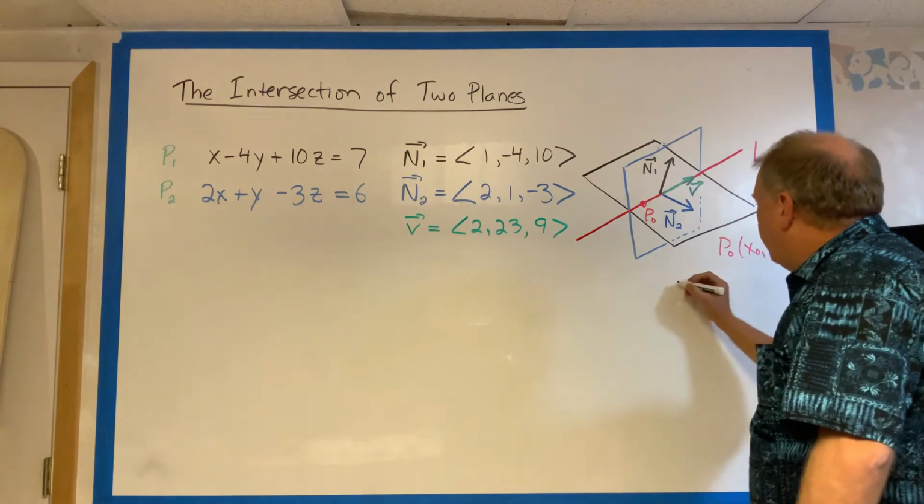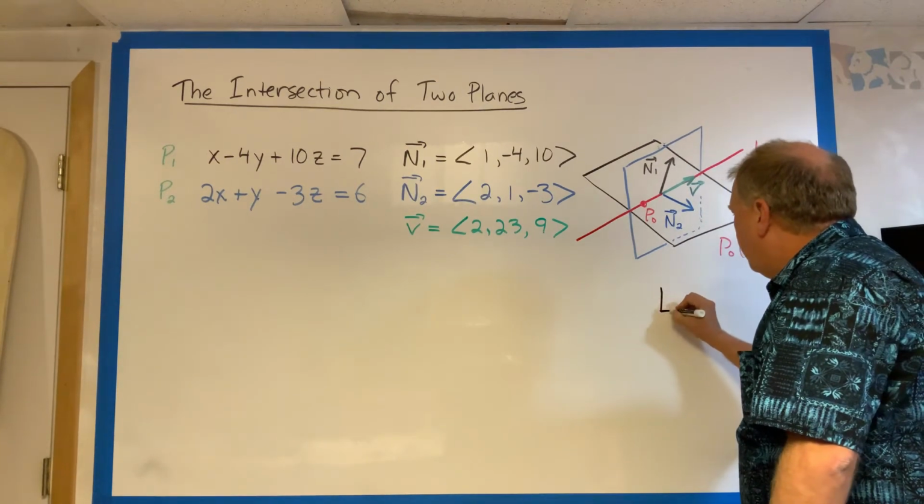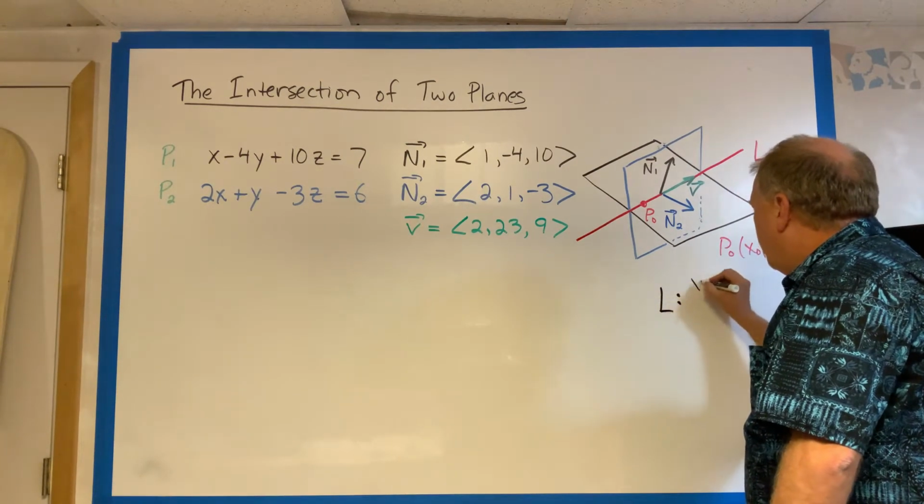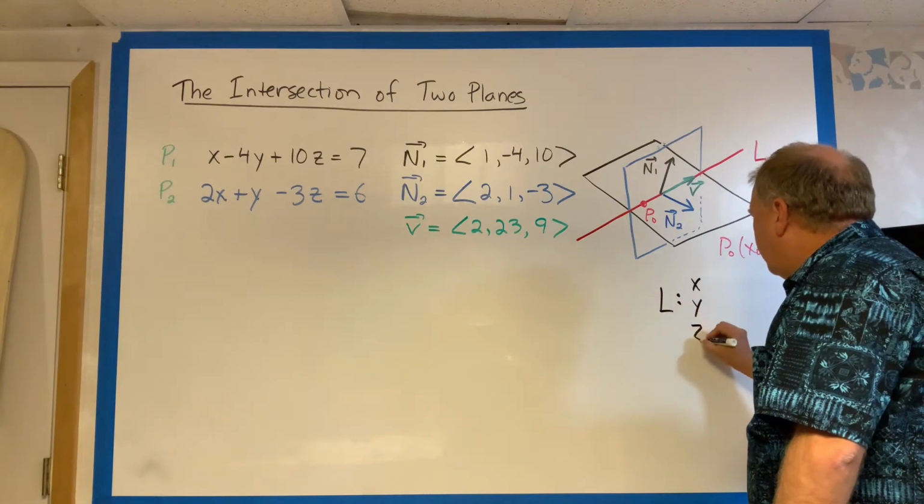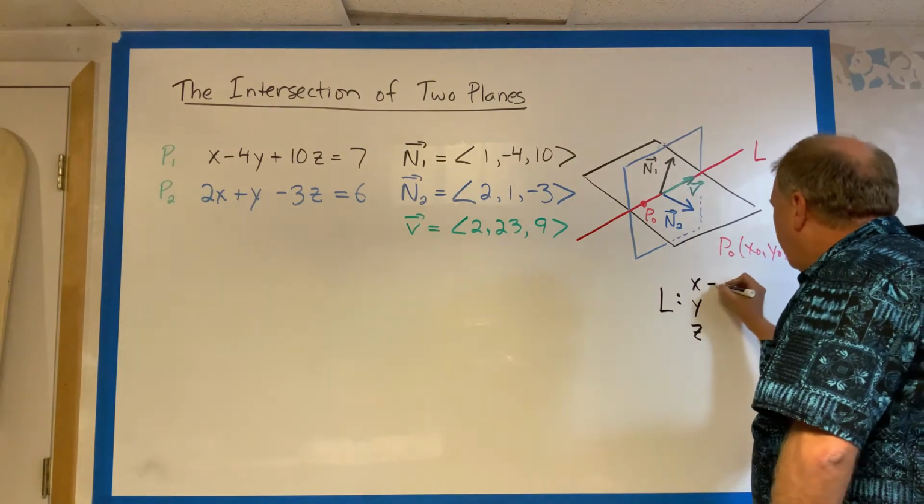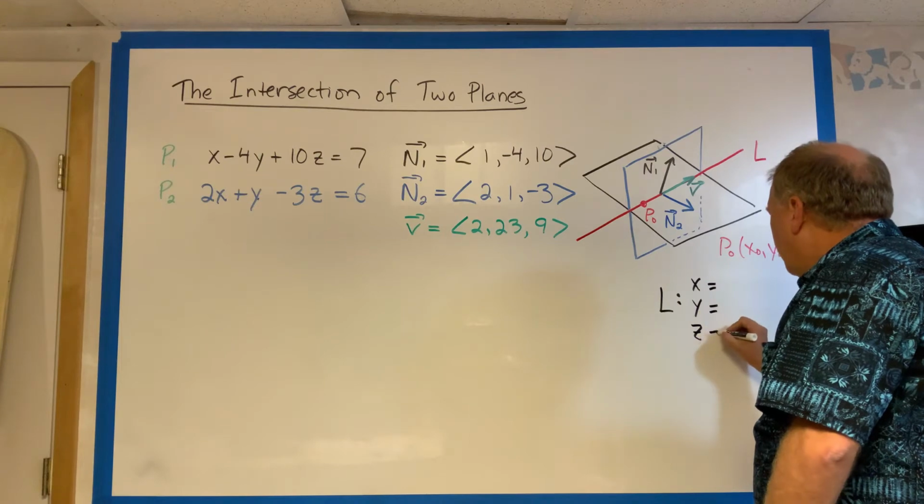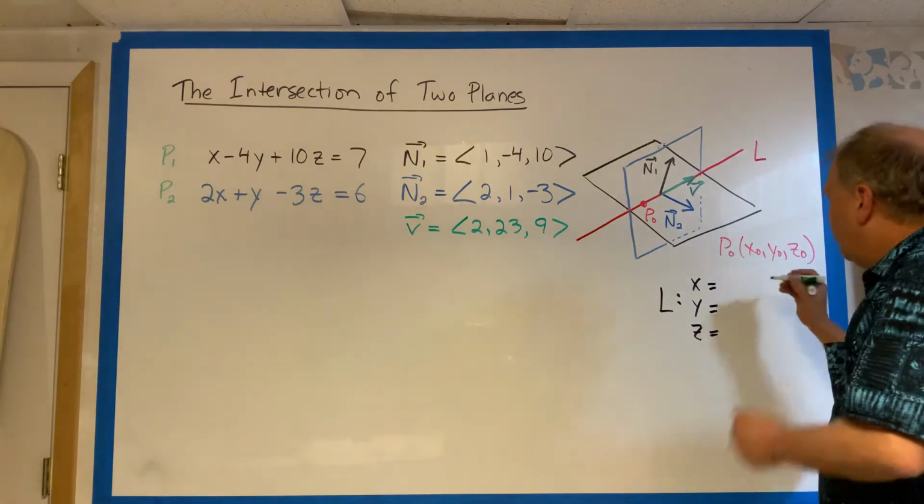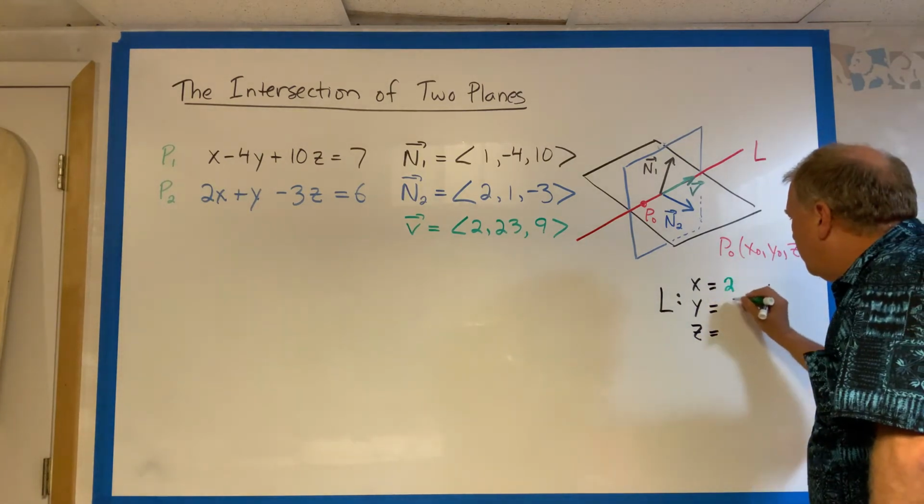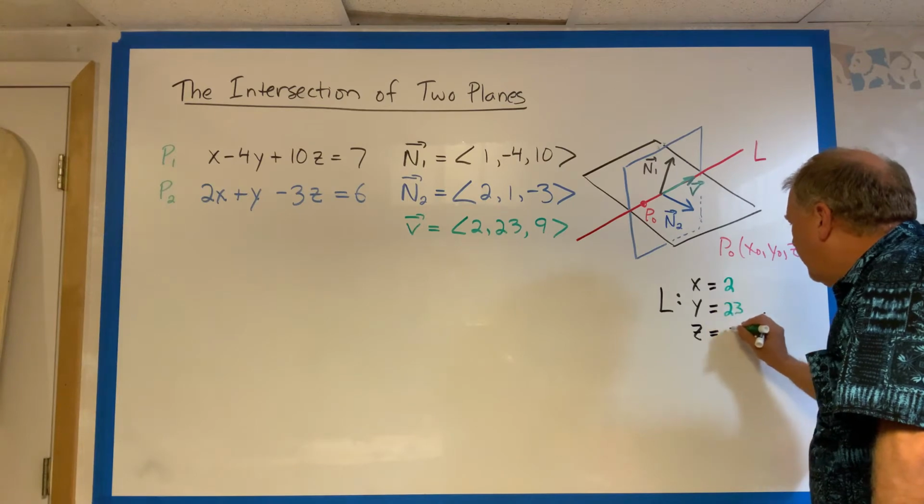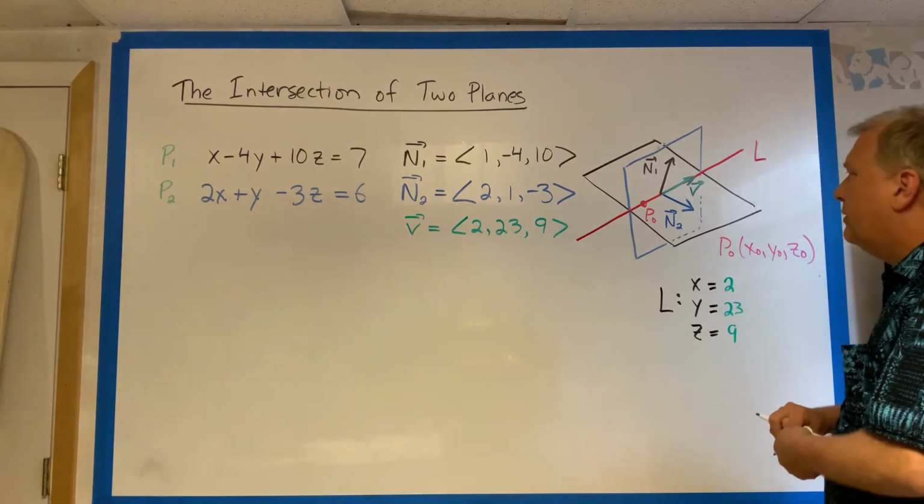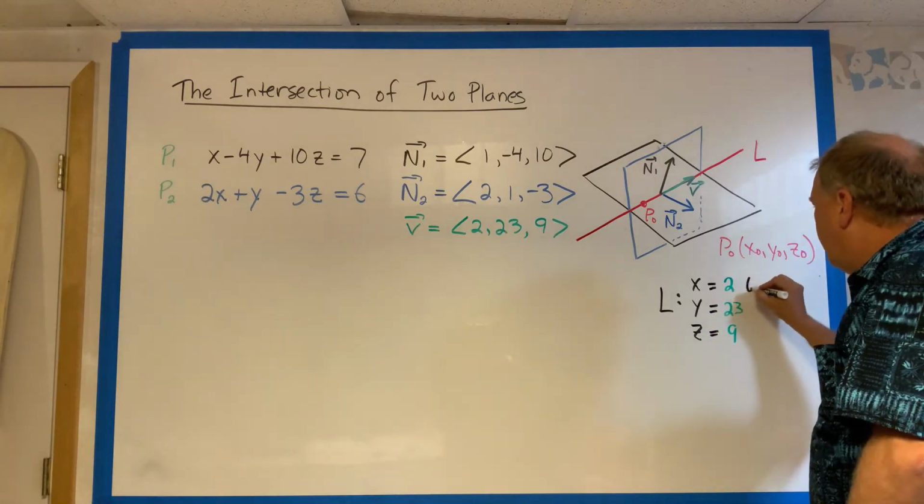So the equation of that line L, parametrically, x, y, and z. The direction vector, 2, 23, and 9. Comes parameter t.